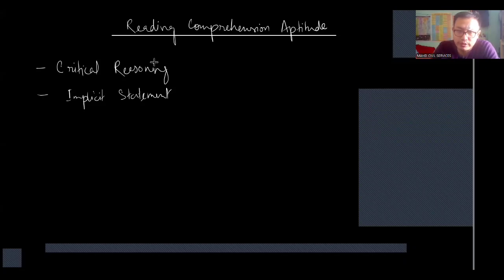So we'll study about the implicit statement and then we'll do the cause and effect. Cause and effect. Then overall comprehension. So let's proceed.